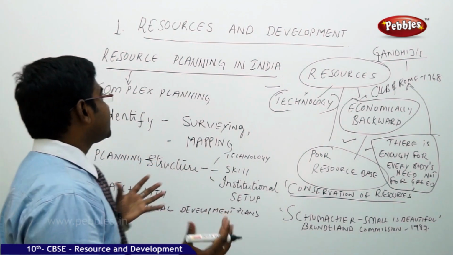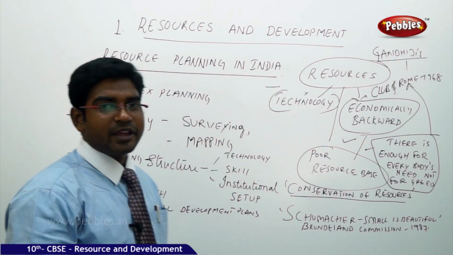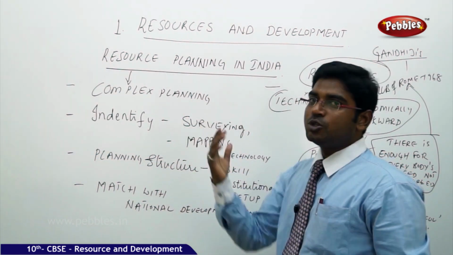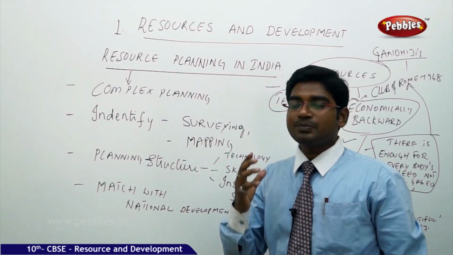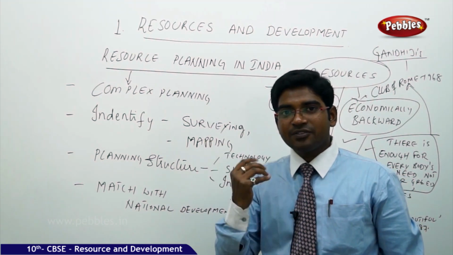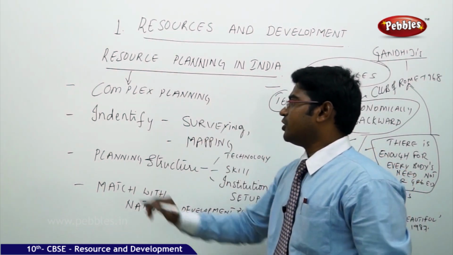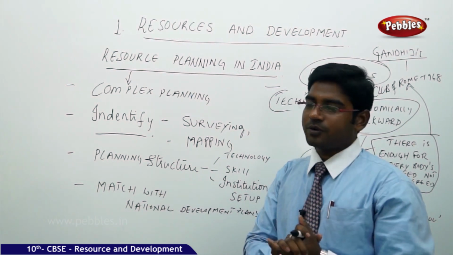Now moving on to understand the resource planning in India. We already discussed the resource planning. Resource planning has been a very judicious way of using the resources, but at the same time it has been a very complex planning, because nowadays you need to identify many things before planning something. First of all, we need to identify the location of the places where the resources are found.